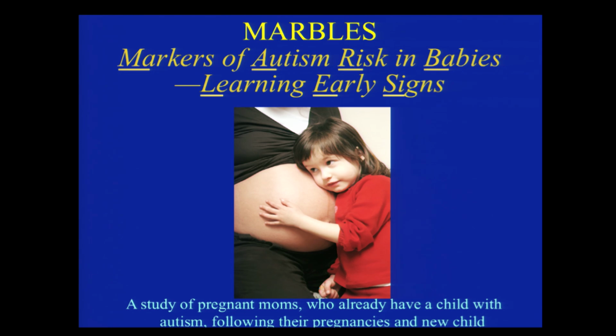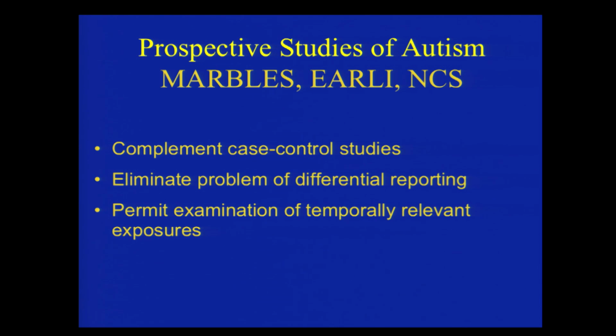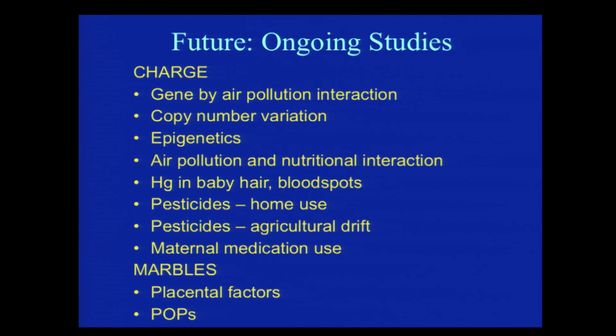And we have the MARBLE study, which is complementary to the CHARGE study, and it's pregnant moms who already have a child with autism whom we then follow forward in time, their pregnancies with lots of specimen collections, and then the child's development. And these eliminate the problem of differential reporting bias, and they permit the examination of etiologically relevant measurements that can be made in real time. These are some of the future studies that we have planned. I just want to mention a couple of these interaction issues that we've been looking at: air pollution and the nutritional status of the mom as an interaction, going to the cumulative impact kind of place. I think we were starting at such a primitive place in our understanding that the idea of cumulative impact was not on our minds 10 years ago, but now we can start thinking about that.